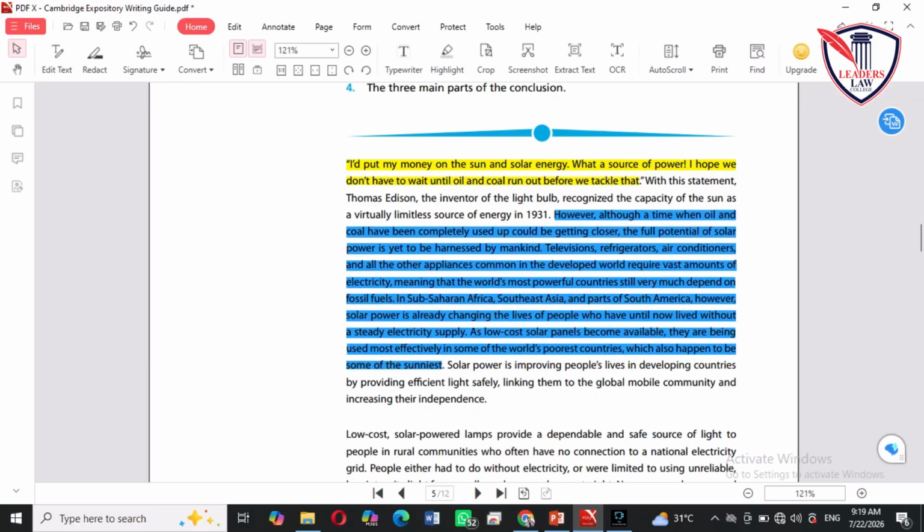So in the body paragraph: "However, although a time when oil and coal have been completely used up could be getting closer, the full potential of solar power is yet to be harnessed by mankind. Televisions, refrigerators, air conditioners, and all the other appliances common in the developed world require vast amounts of electricity, meaning that the world's most powerful countries still very much depend on fossil fuels. In sub-Saharan Africa, Southeast Asia, and parts of South America, however, solar power is already changing the lives of people." So you can see in these sentences, the writer of this essay is explaining his thought further for the audience.